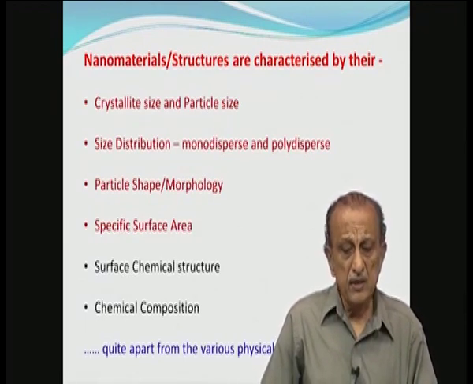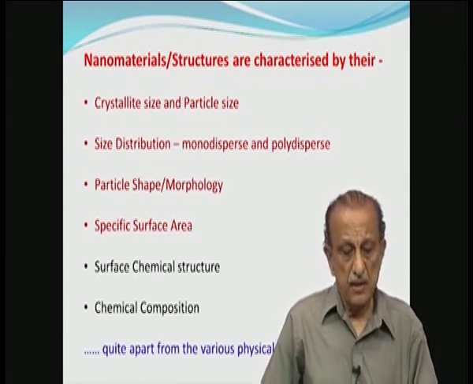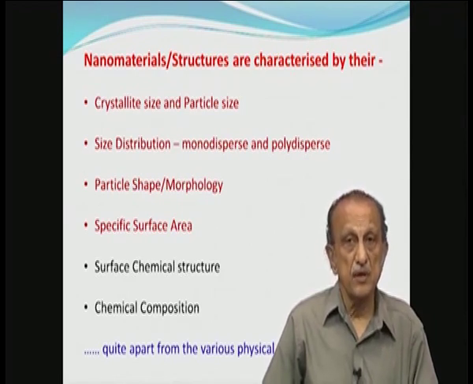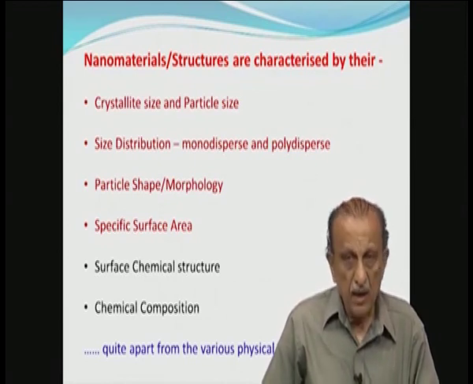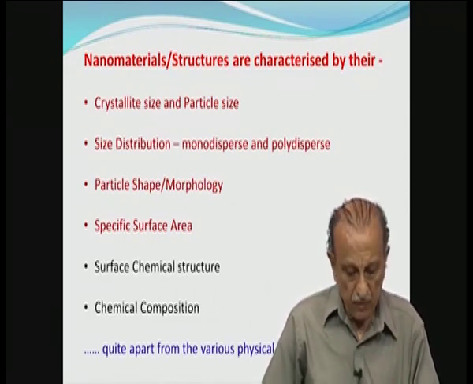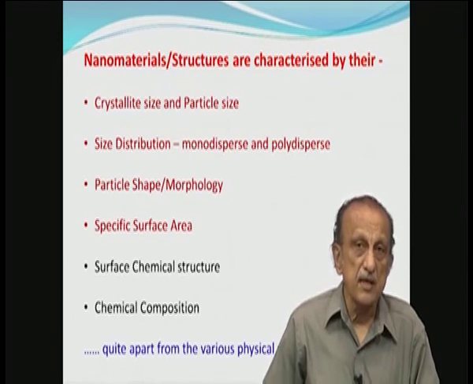Now, nanomaterials and structures are characterized by their crystallite size and particle size, by the size distribution, that is whether the distribution is monodisperse or polydisperse, by particle shape and morphology, by the specific surface area, which we shall come to later, surface chemical structure and chemical composition of course. All these are characterization ways of nanomaterials, quite apart from the detailed physical properties which are characteristic of nanomaterials. So, we deal with characterization of the structure and size and so forth.